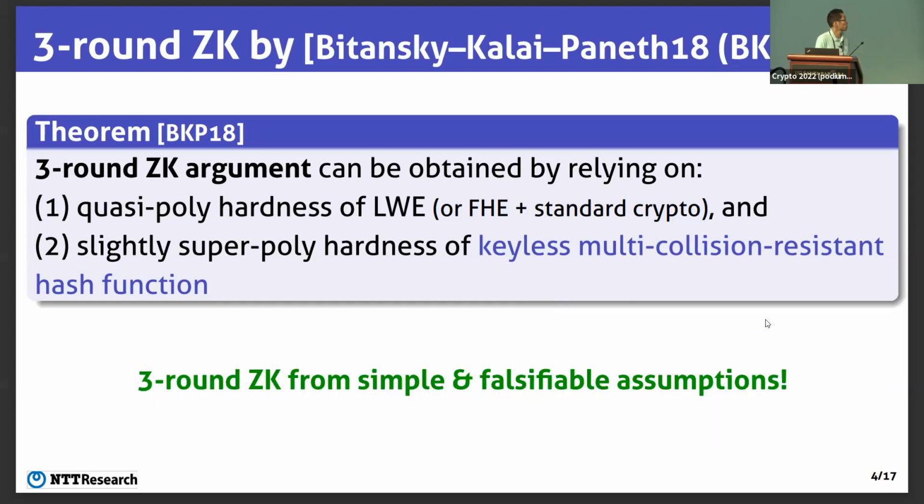So as you can see, keyless multi-collision resistance has a relatively simple definition, and it is falsifiable. And it is not impossible to assume that real-world keyless hash functions like SHA satisfy this notion of multi-collision resistance. So basically, this result of Bitansky et al. can be viewed as a result showing that 3-round zero knowledge can be obtained from simple falsifiable assumptions.